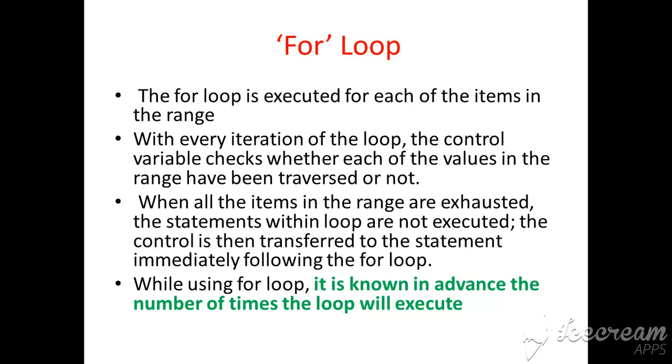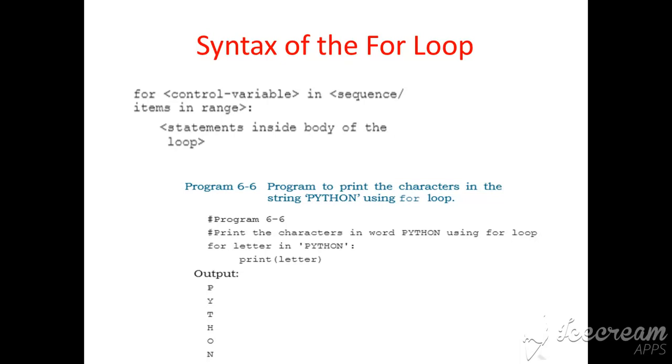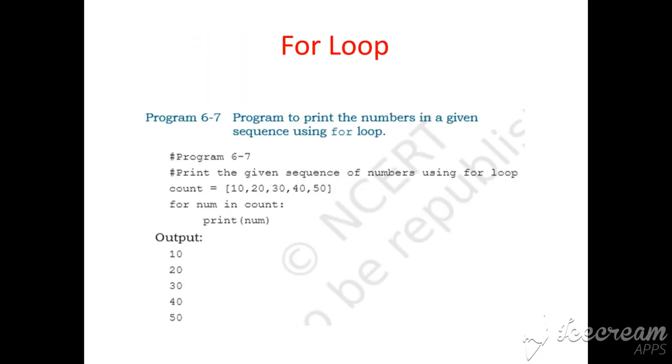So that means with every iteration of the for loop, the control variable checks whether each of the values in the range has been traversed or not. When all the items in the range are exhausted, the statements within the loop are not executed. The control is transferred to the statement immediately following the for loop. So here, if all the numbers inside that count are executed, then it automatically exits the for loop.